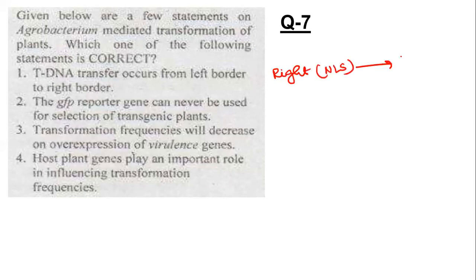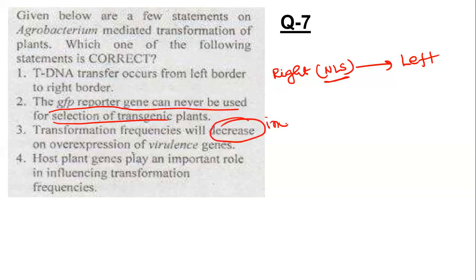Right border to left border, because the right border has the NLS, or nuclear localization signal. The GFP reporter gene can never be used for selection of transgenic plants. Yes, it is possible to use GFP, because the green fluorescent protein reporter gene can be used for selection of transgenic plants. The transformation frequency will decrease on overexpression of the virulence gene. No, it will increase. Transformation frequency will increase if you overexpress the virulence gene.